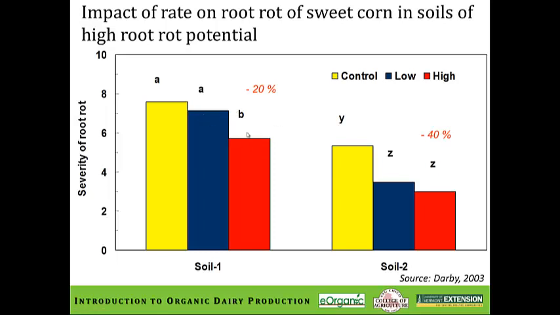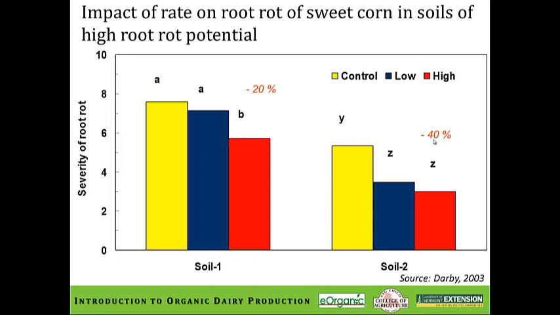But when high levels of organic matter were added, you can see that there was a 20% decline in root rot of sweet corn. So essentially, adding some organic matter to this system increased the microbial population, and that microbial population was able to suppress the root rot disease by at least 20%. Now, in a system that was evaluated, Soil 2 it was called, where there was less disease to begin with and soil organic matter was added, even low levels created a 40% decline in root rot potential.